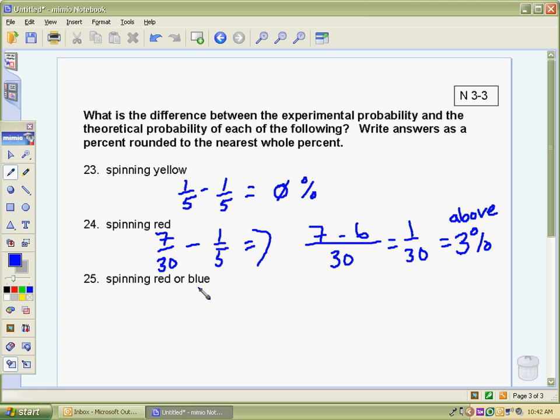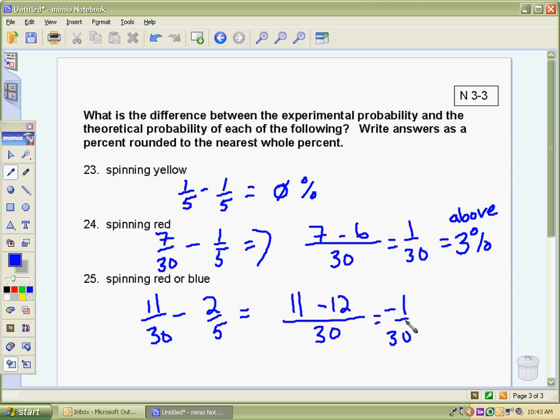On the other side, during the notes, we found for number 14 the experimental probability for spinning a red or a blue, and that was 11 over 30. So I need to subtract the theoretical probability of spinning a red or a blue, which we also found on number 22, which was 2 over 5. So I need to go ahead and subtract these. My common denominator is going to be 30. The 11 stays the same. 5 goes into 30 6 times, and 6 times 2 is 12. That gives me negative 1 over 30. And if 1 over 30 was 3%, the negative 1 over 30 is going to be 3%. But since it's negative, it's going to be 3% below.